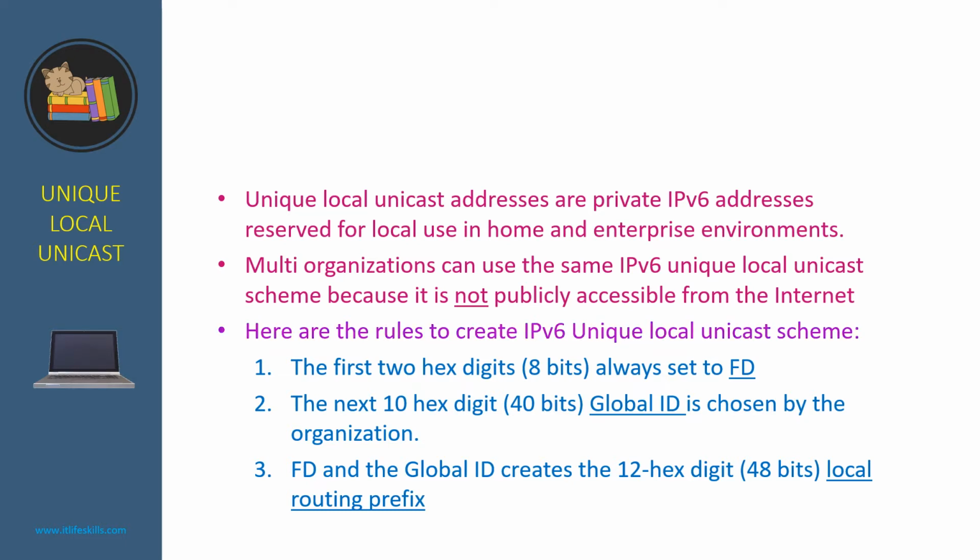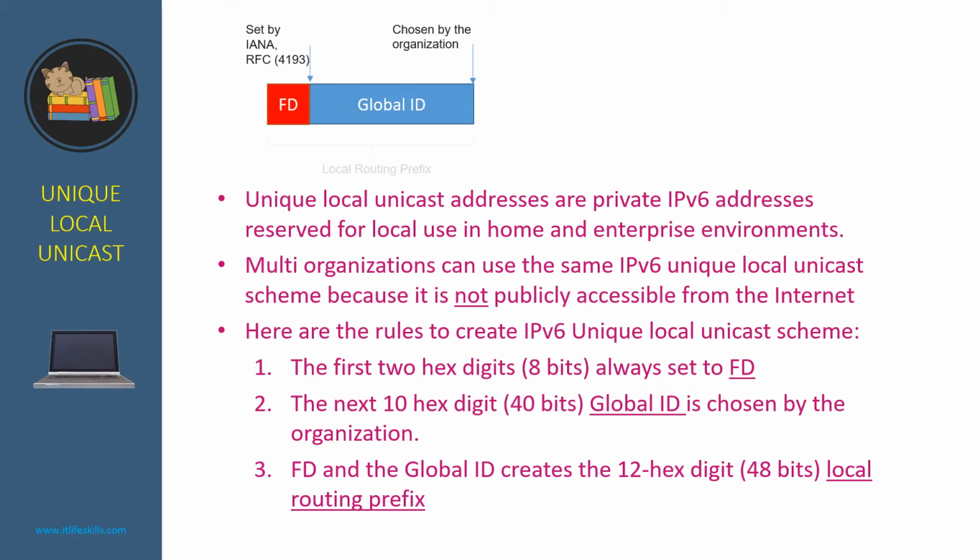Here are the rules to create an IPv6 unique local unicast scheme. The first two hex digits are always set to FD. The next 10 hex digits, the global ID, are chosen by the organization. FD and the global ID create the 12 hex digit local routing prefix.